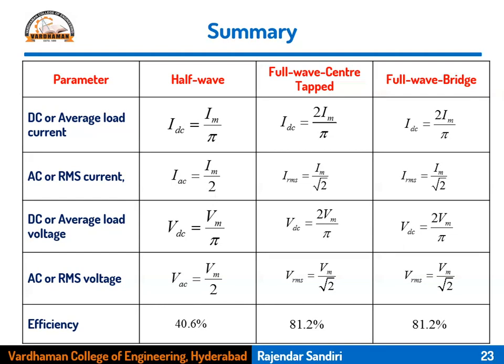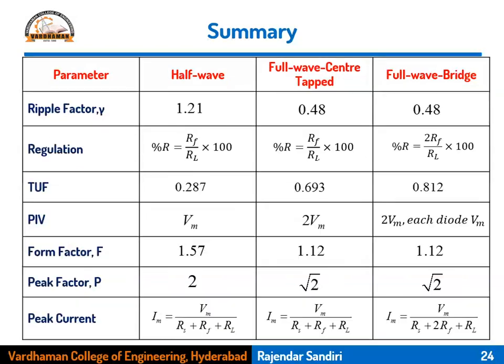Then efficiency is 40.6% for half wave, 81.2, 81.2 in both full wave center tap as well as bridge. Ripple factor is 1.21, 0.48, 0.48. Regulation is RF by RL into 100 in center tapped full wave rectifier also, but for bridge rectifier it is 2 RF. I told you, bridge rectifier has 2 diodes conducting at a time, while the center tapped transformer based full wave rectifier has only 1 diode conducting at a time. So 2 diodes means 2 resistances we have to take, 2 RF plus RL, both in series. So in bridge rectifier, wherever RF is there, you have to write 2 RF.